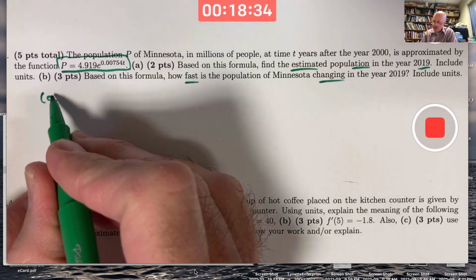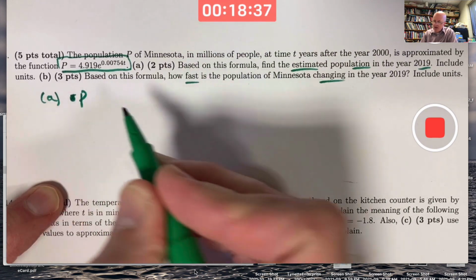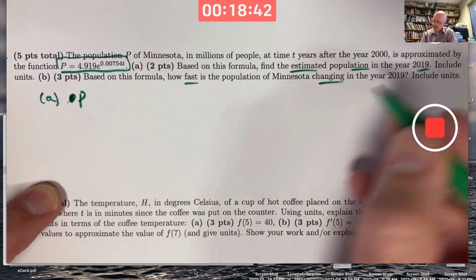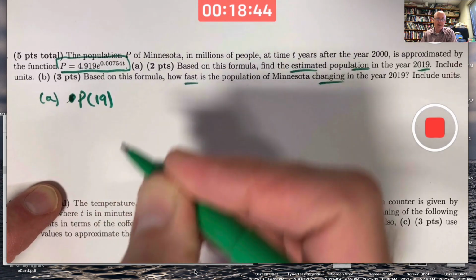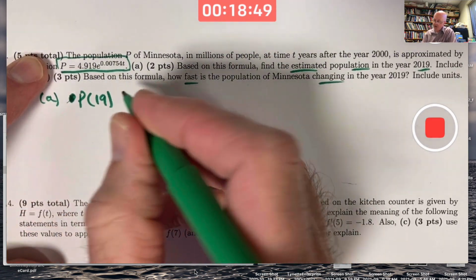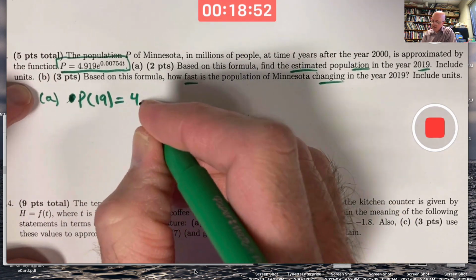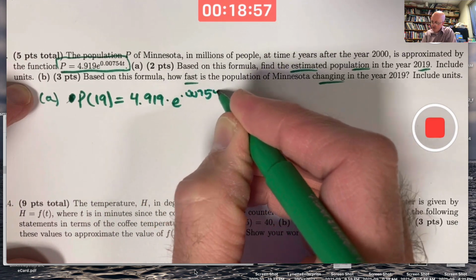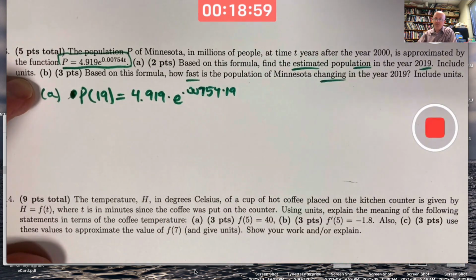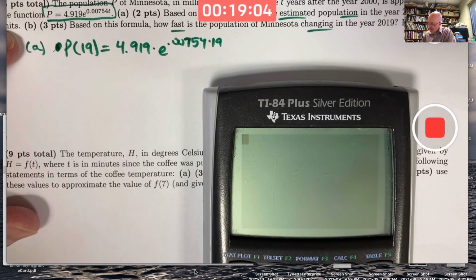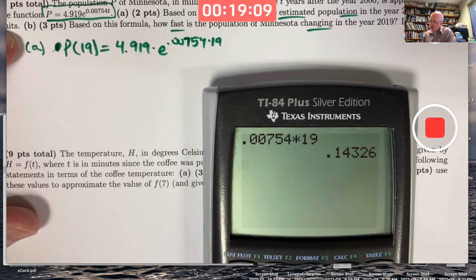But A is just a function value. If you don't mind me abusing notation, I want to evaluate this function at, well, 19 years after 2000. I want to find P of 19. Technically, this is not good notation because I'm using the dependent variable name for the function name, but it's not a real big deal. So we get 4.919 times e to the 0.00754 times 19 power. If you want to find 0.00754 times 19 first, you certainly can. It's 0.14326.